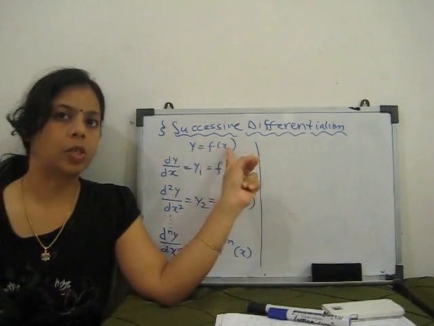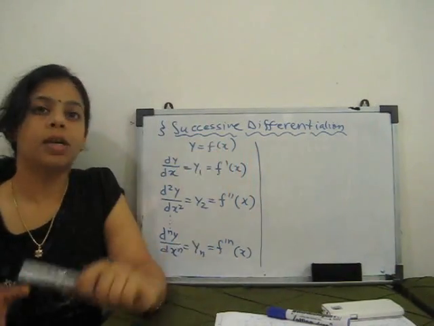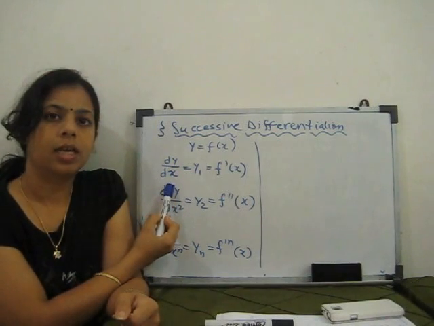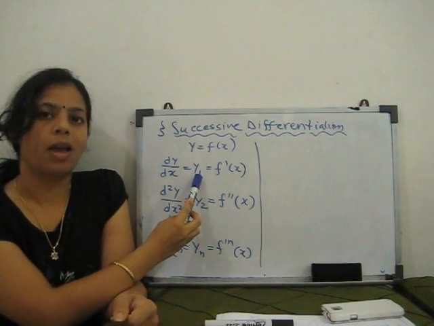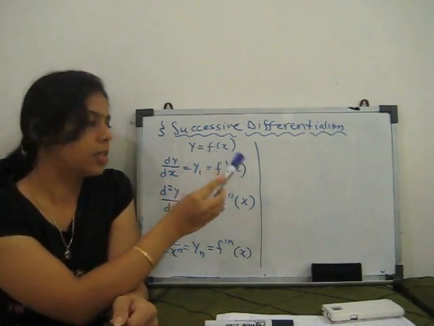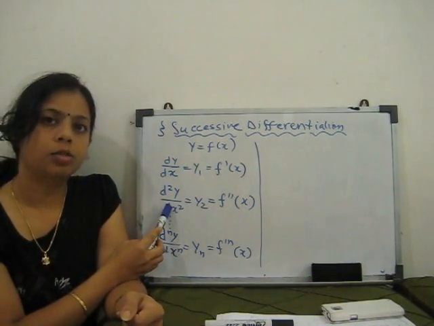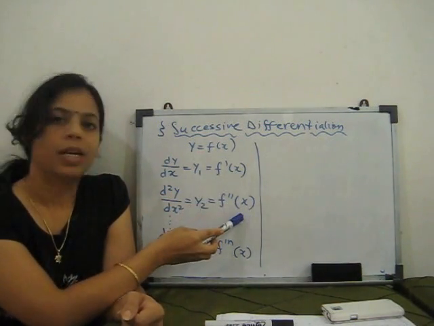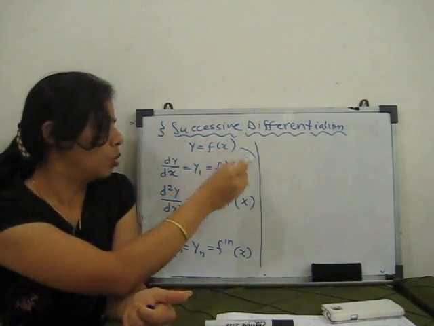If we have a function y is equal to f(x), and we differentiate this y with respect to x, then our first order derivative is called dy by dx. We can write it like this, dy by dx, or we can write y1 also, known as the first order derivative. Then we differentiate the given function one time with respect to x. Second order is d2y by dx square, also known as y2, which is the second order derivative, differentiating the given function two times.